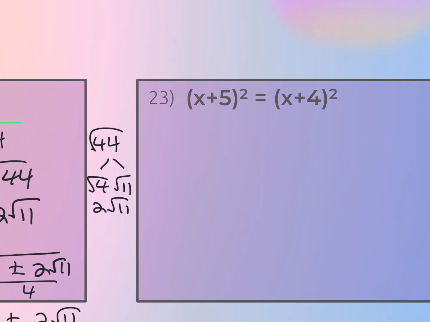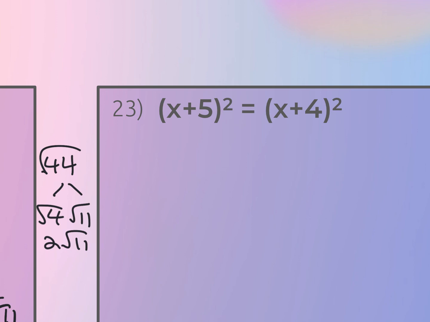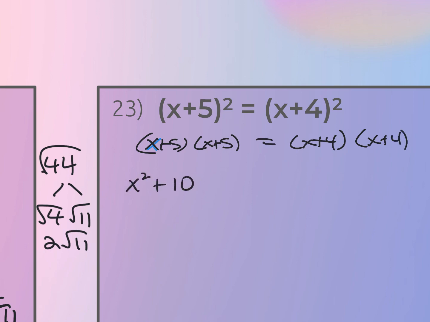We need to FOIL both sides because your first step was to isolate the square term. I can't isolate it here. So I actually have to FOIL this. So this is really x plus 5 times x plus 5, and then x plus 4 times x plus 4. When I FOIL this, I get x squared plus 10x plus 25 equals x squared plus 8x plus 16. I skipped the outer and the inner. I already combined them. Now I need to start grouping my like terms.